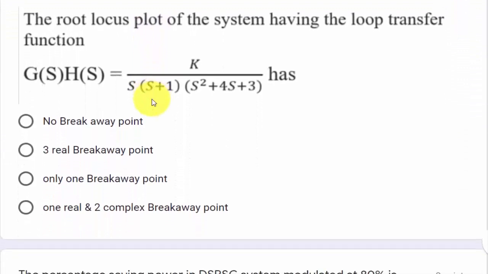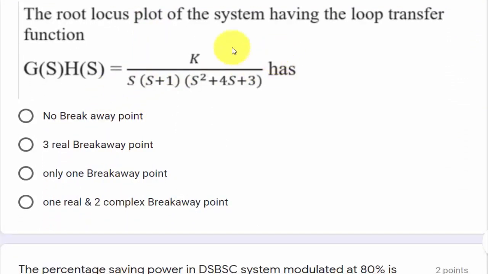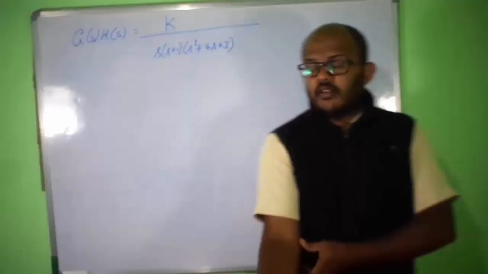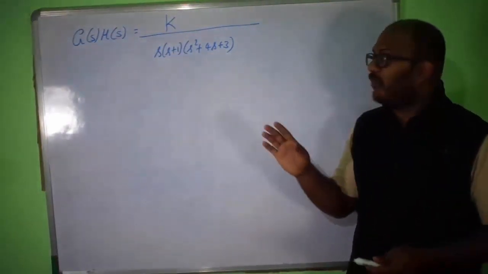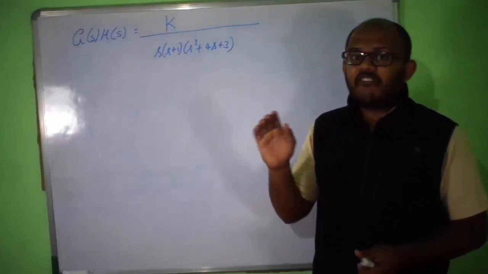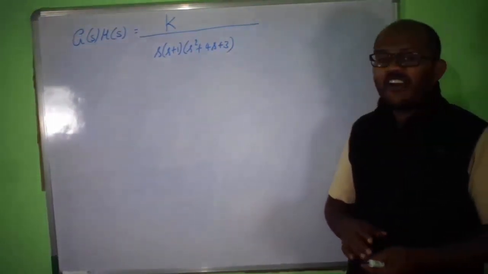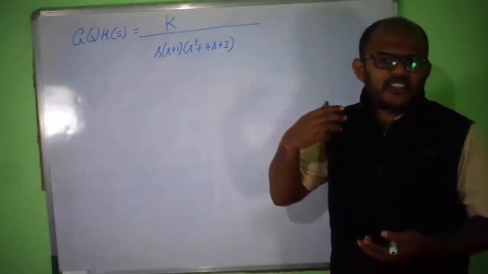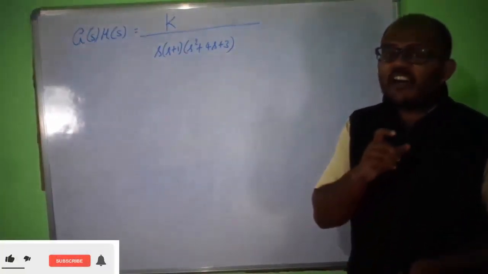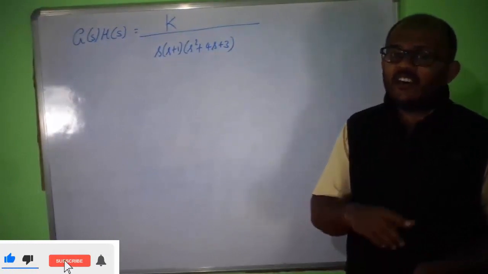The root locus plot of a system having the loop transfer function G(s)H(s) equals K divided by s into s plus 1 into s square plus 4s plus 3 will be having 3 real breakaway points. So in this problem, we need to calculate the breakaway points. How many valid breakaway points are there and where are they situated? Now, in order to calculate the breakaway point, if you get 2 or 3 breakaway points, it should be a valid breakaway point, nothing but it should lie on the root locus.